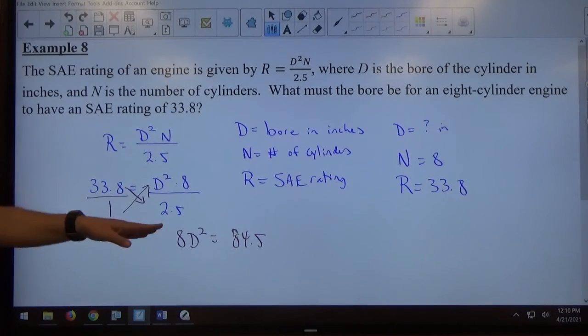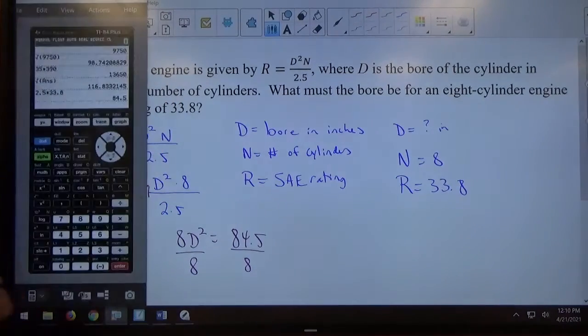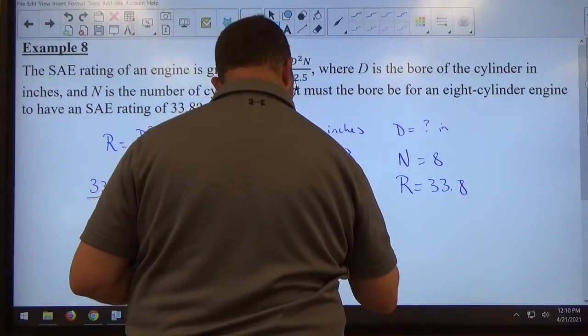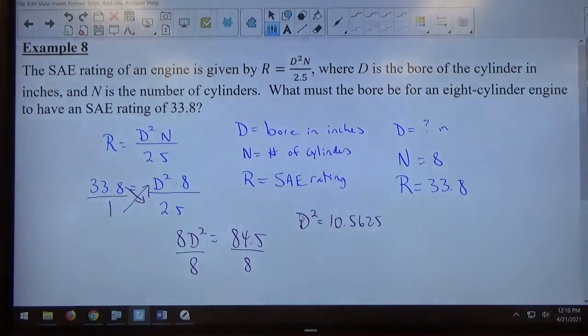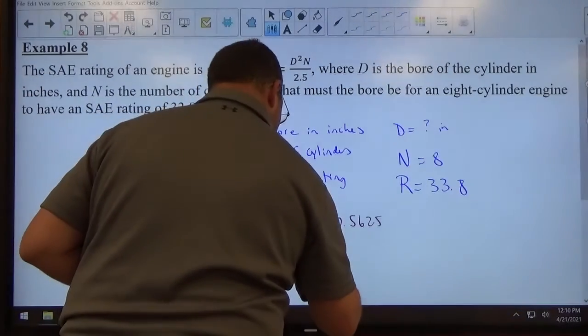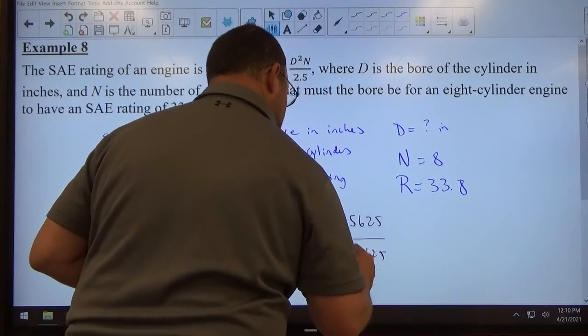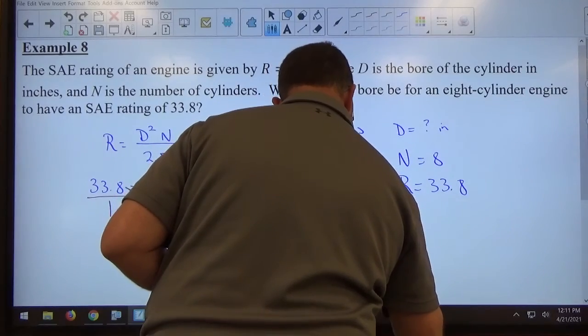Equals that product. And since there is no D to the first power, getting D squared by itself first, I'm going to divide both sides by 8. I'm going to do 84.5 divided by 8. That comes out to 10.5625. D squared equals 10.5625. And if we know what D squared equals, to find D, we take the square root of that number. So D should equal the square root of 10.5625. It's 3.25, thank you, Ashton. D is equal to positive 3.25 inches.